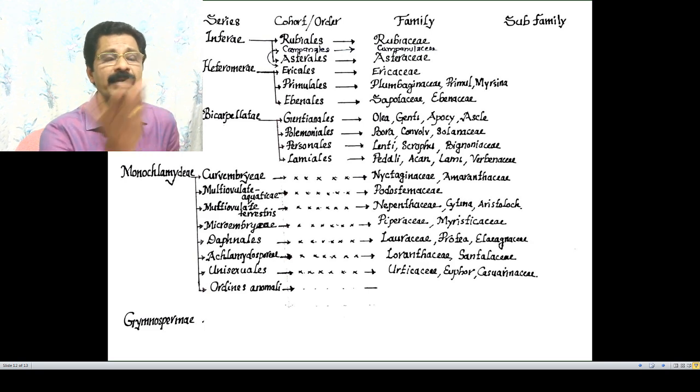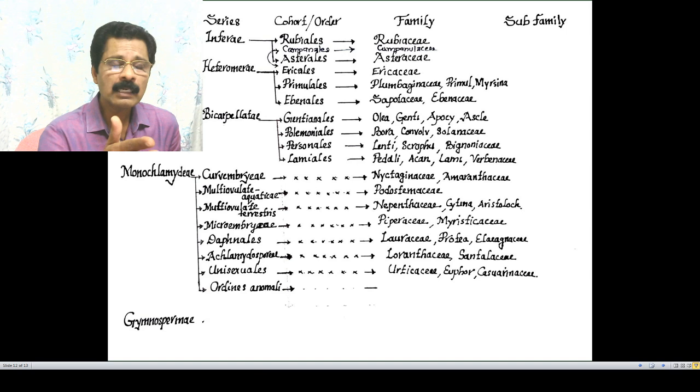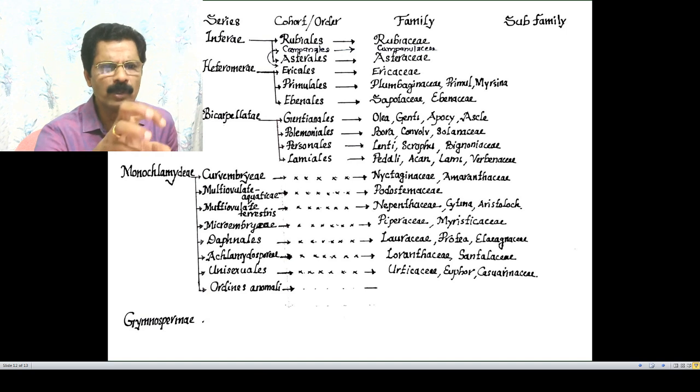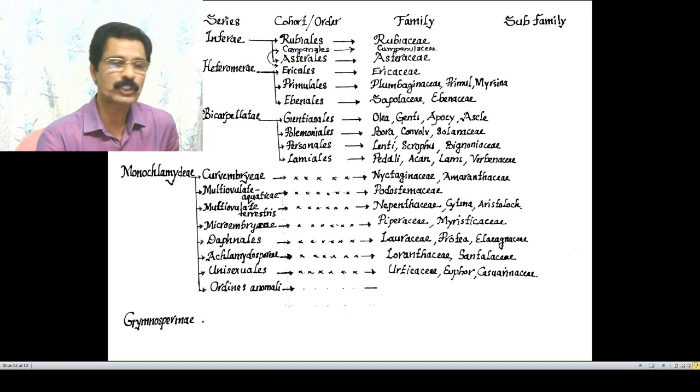Then Monochlamydeae: either sepals or petals are present. Sometimes we cannot differentiate petals and sepals. We call it perianth, otherwise called tepals. Monochlamydeae, only one whorl is there. That is why it is called Monochlamydeae. Monochlamydeae have series, but there is no cohort.